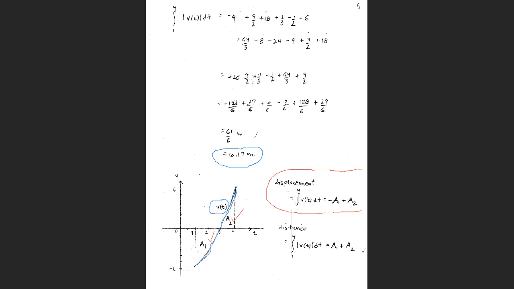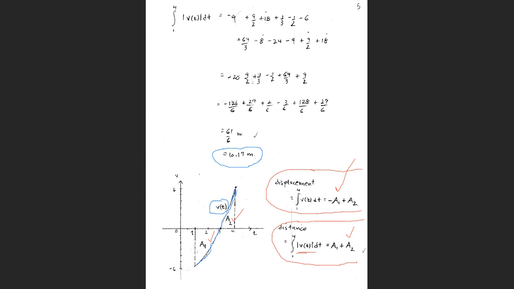That was just when we computed the definite integral using the evaluation theorem. The distance, on the other hand, is going to be the integral from 1 to 4 of the absolute value of the velocity. And that's just going to be the sum of both areas. That's geometrically what we've done. All right, so let me give you a moment to copy that down and see if you have any questions.